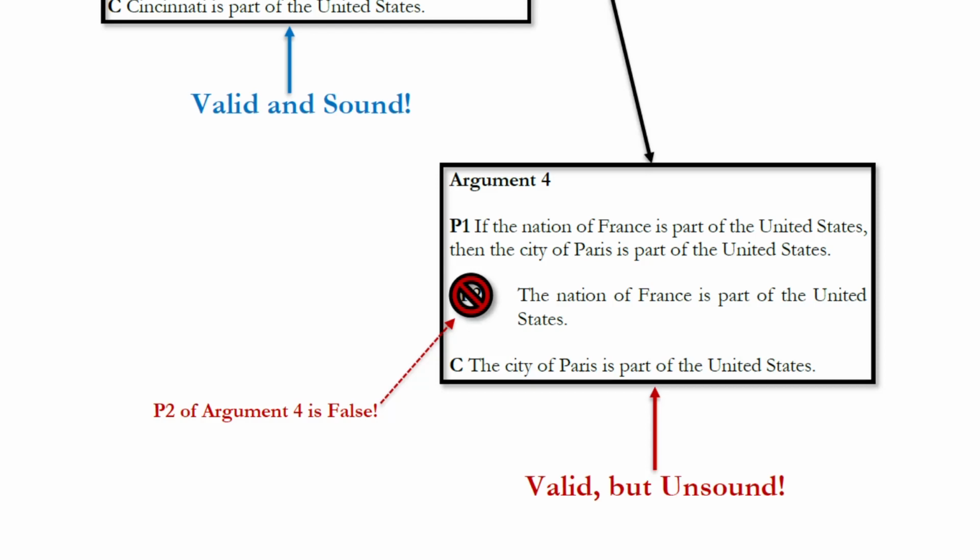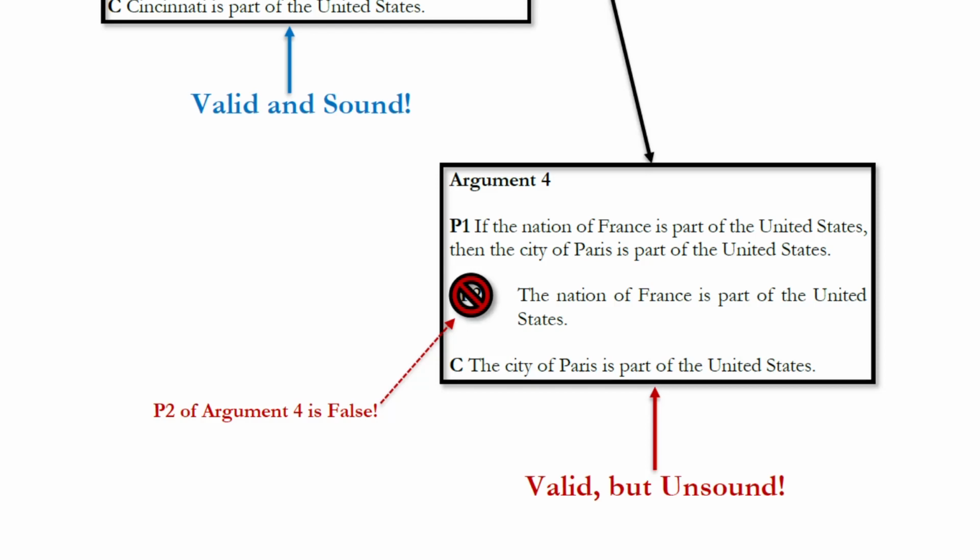To see this, just imagine the following. Let's say the United States conquers France, or France agrees to become the 51st state in the Union. Now, if that happened, then Paris would indeed be part of the United States. So this means that premise 1 is true. As is so often the case in logic, the word "if" makes a great deal of difference to how we evaluate this statement. But what about P2? Now this is clearly false. In the real world, France is its own nation and is not part of the United States.